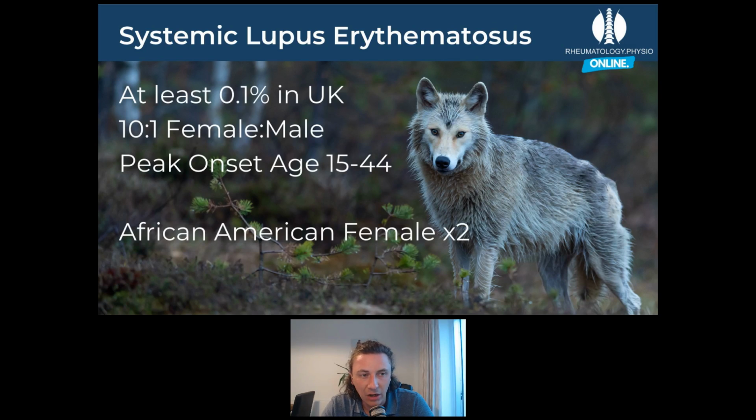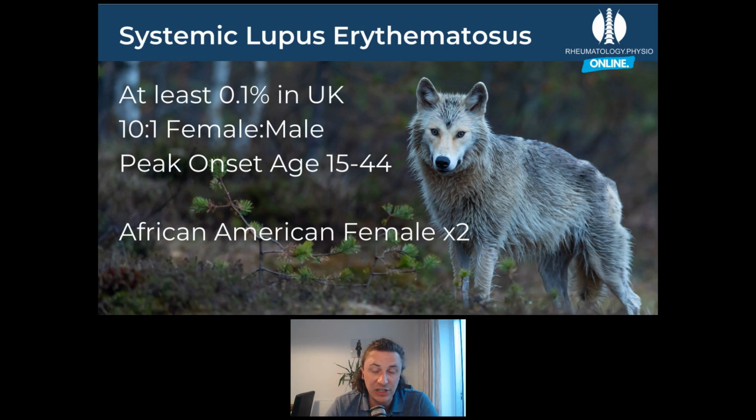We've got very high female to male predominance, so 10 females are going to be diagnosed for every 1 male that's diagnosed. And we've got a peak onset between the ages of 15 and 44. So it is a younger diagnosis. And if we think about this, again, 16 years delayed diagnosis, then on average, it's likely that these patients are going to come in sort of in their mid-20s, mid-30s by the time they're getting to us.